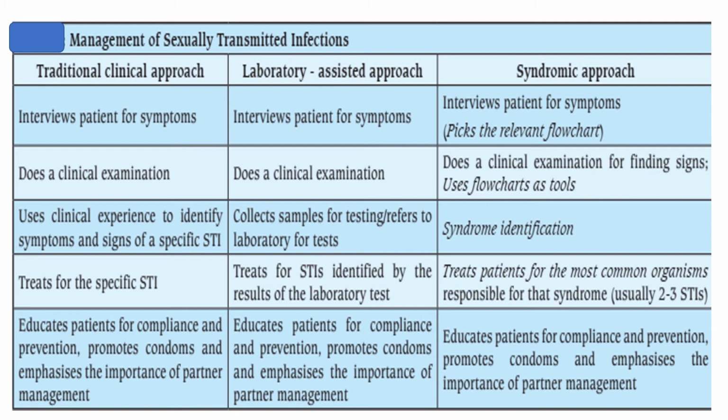Traditional approach: interview the patient for symptoms, do a clinical examination, use clinical experience to identify symptoms and signs of a specific disease, treat for the specific disease, educate patients for compliance and prevention, promote condoms, and emphasize the importance of partner management. Lab-assisted approach: interview the patient, do a clinical examination, collect samples and test them, treat the sexually transmitted infection by the results of the lab, educate patients also the same. Syndromic approach: interview the patient for symptoms, do a clinical examination for finding signs, use flowcharts as tools, identify the syndrome, treat patients for the most common organisms responsible for that syndrome, educate patients for compliance and prevention, and other things.